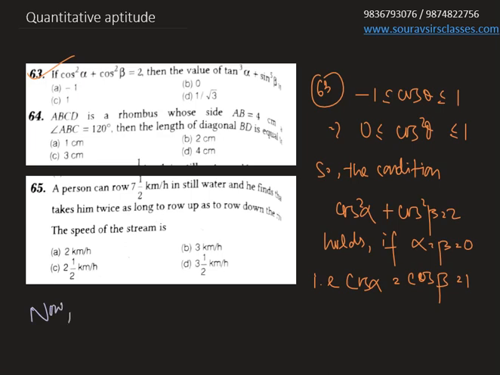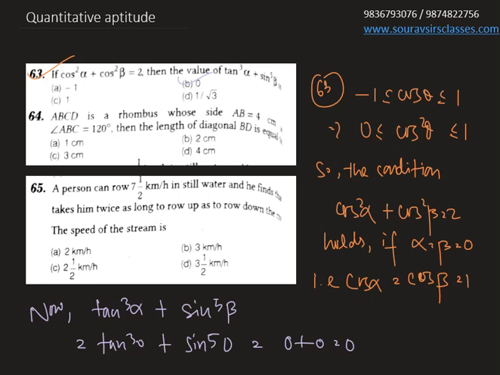Now tan cube alpha plus sine to the power 5 beta is equals to tan cube 0 plus sine to the power 5 0, that is nothing but 0. So option B is the right answer. Now let's take the next question.